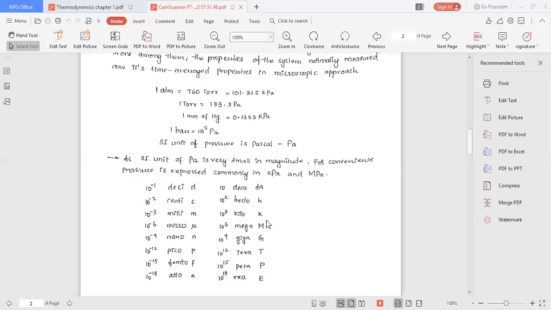Small k. Okay. And 10 power 12 is tera, capital T. 10 power 15 peta, capital P. 10 power 18 is exa, capital E.